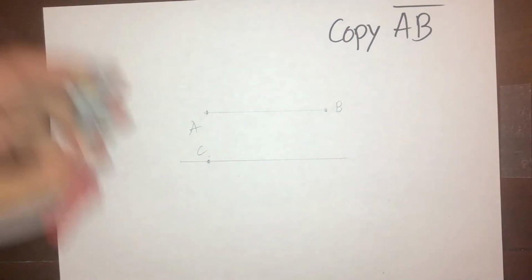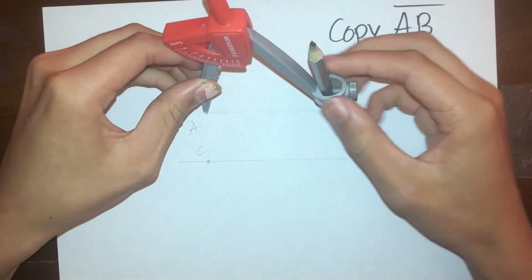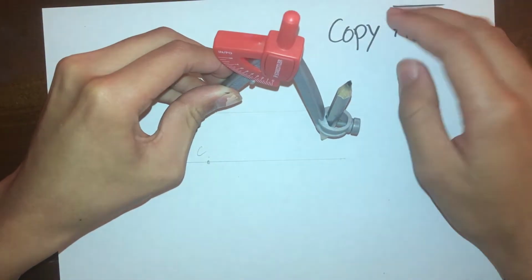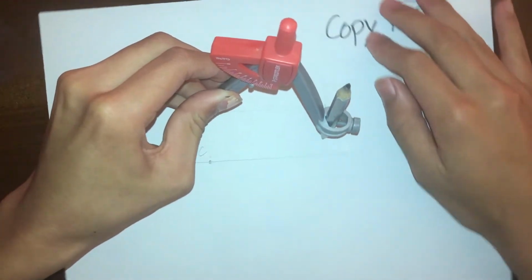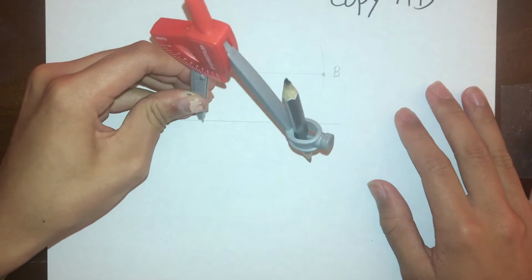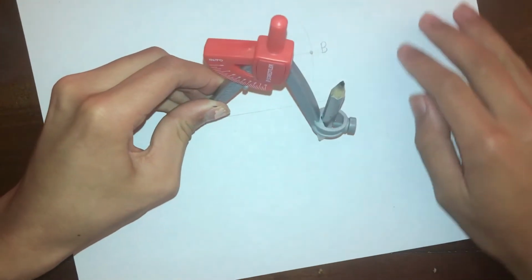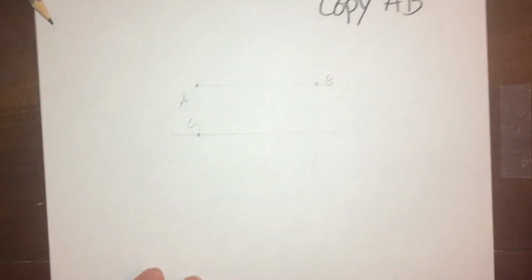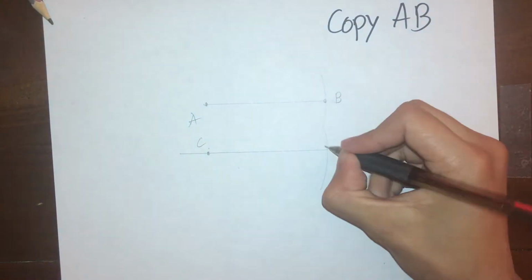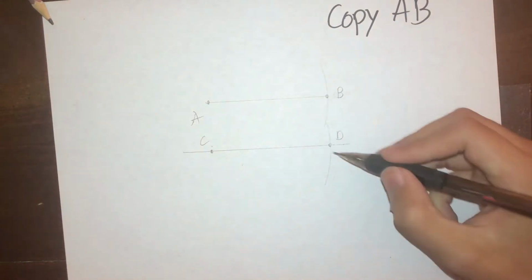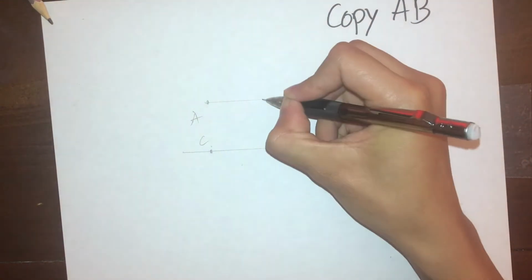Then, with the compass, around point A, make an arc, but also that intersects B. With the same compass setting, do the same around point C. Here you will have an intersection, which we will label point D. Now, these 2 lines are congruent.